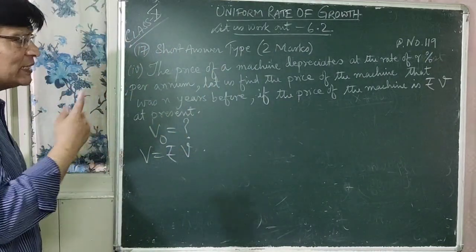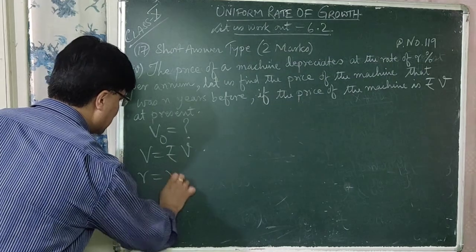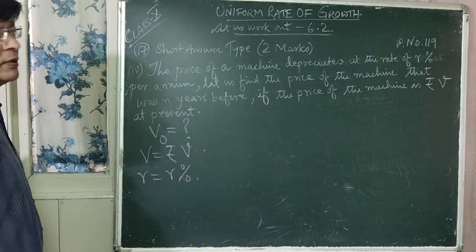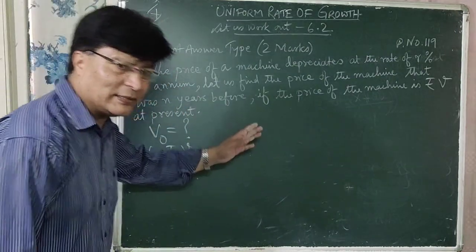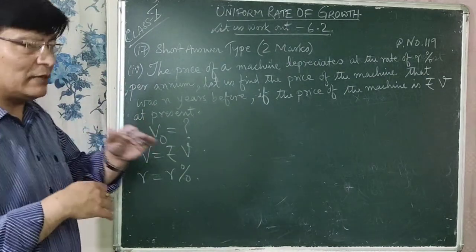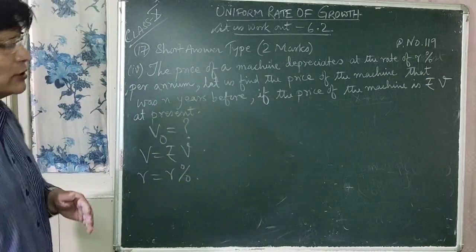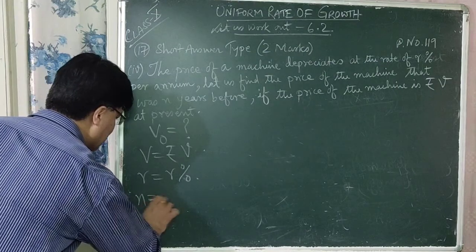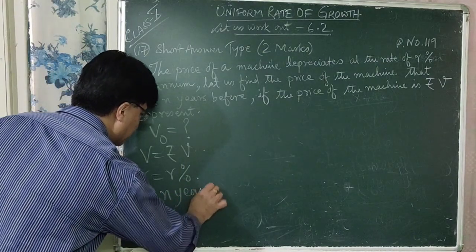That means R percent every year. R is equal to R percent is given. So you have to calculate the price of the machine that was n years before. N वर्ष अगाडि चाहिँ त्यसको प्राइस कति थियो त्यो निकाल्नु पर्यो. So n is equal to n years.